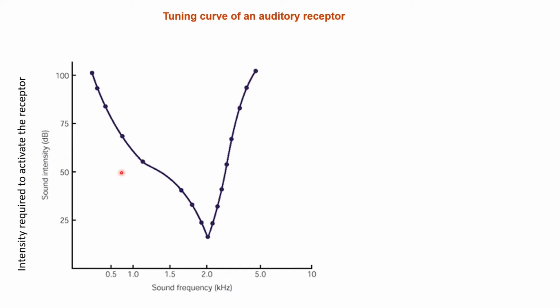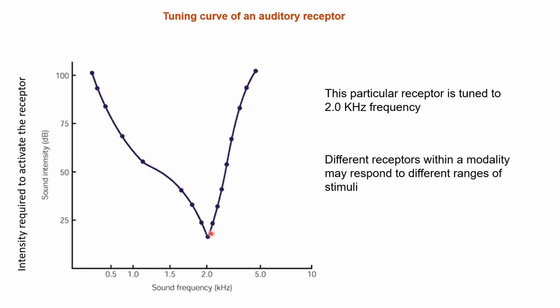And similarly, on the left side, as we go farther away from 2 kHz, we need more and more intensity of sound. So we can say that this particular receptor is specialized or tuned to 2 kHz frequency of sound. And the shape of this curve tells us how narrowly or how widely tuned the receptor is. So if this tuning curve was even narrower, let's say like this, then that would tell us that the receptor is very specifically tuned to 2 kHz and is unlikely to respond to any other frequency. Whereas if it were more broadly tuned, something like this, then we could say that it is somewhat likely to respond to other frequencies also, even though it is best tuned at 2 kHz.